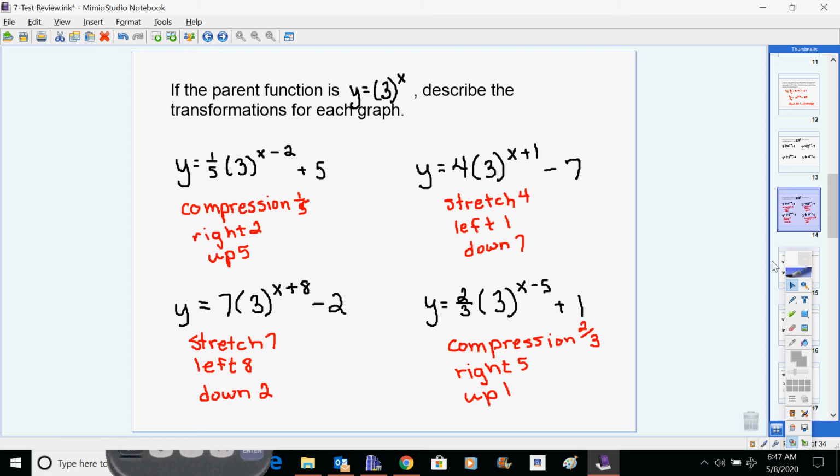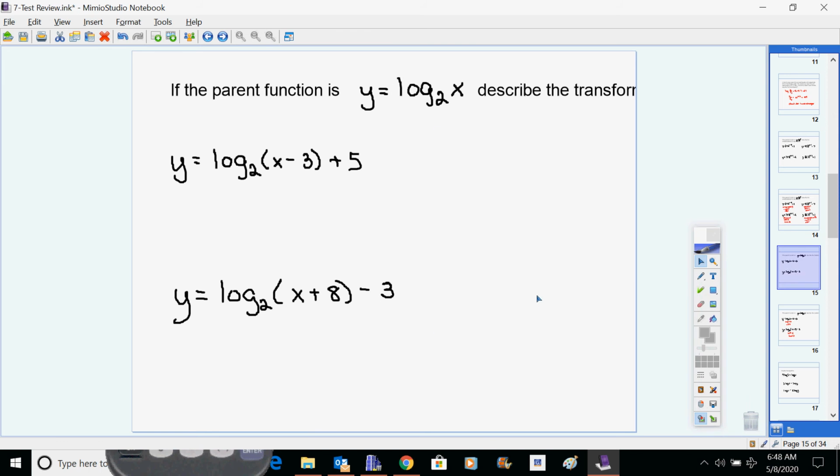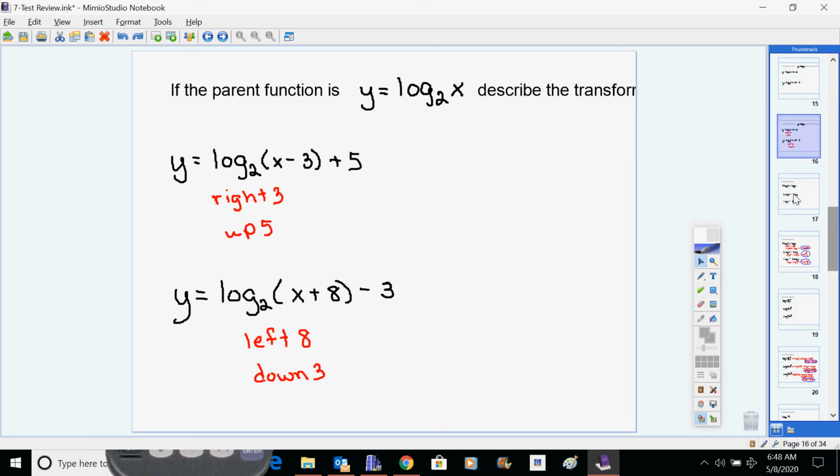I'm not going to have you actually graphing those with all that happening, but it's for you to know what's happening with this. Next type was, what is the transformation with a logarithm? And it follows the same rules. So, for example, this one would be right 3, up 5, and left 8, down 3, simply because of what happens with the h and the k, like it does with all of the functions.